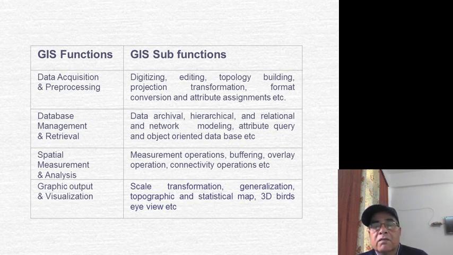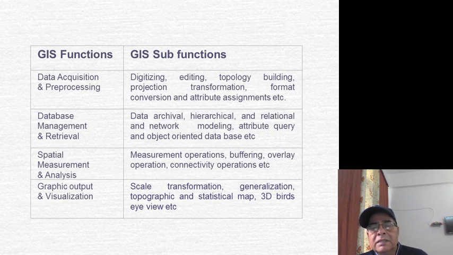So there are the line features which will be converted into polygons. Then we have to understand what the projection should be. So we can do the projection transformation, or we can also go for the format conversion. And attribute assignment, I have already discussed, it may be a line, it may be a point. So what are the different characteristics of these points or lines? Those we attach with the features. Then database management and retrieval.